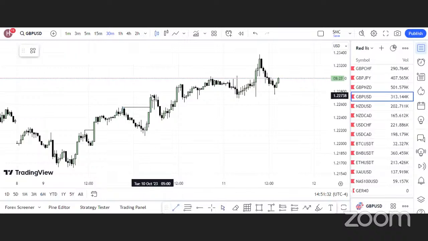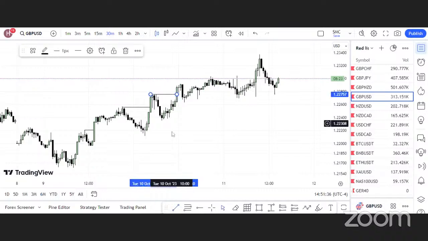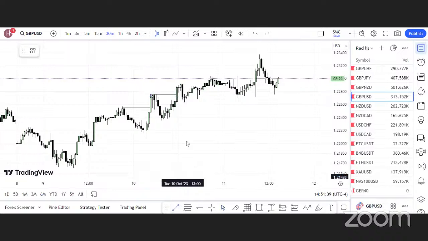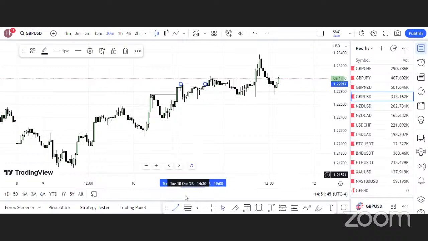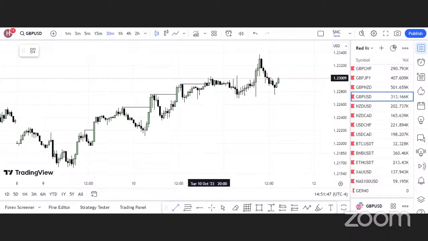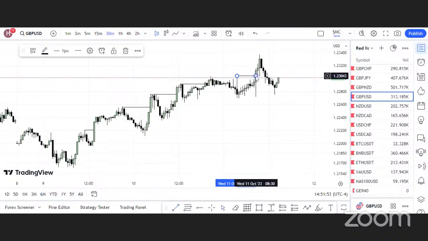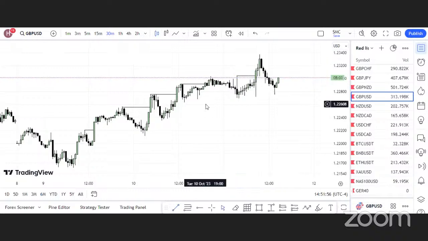All right, broke another structure here. You see, broke another one here. Broke another one here. And this is the highest high. So now I want you to take a look at something.